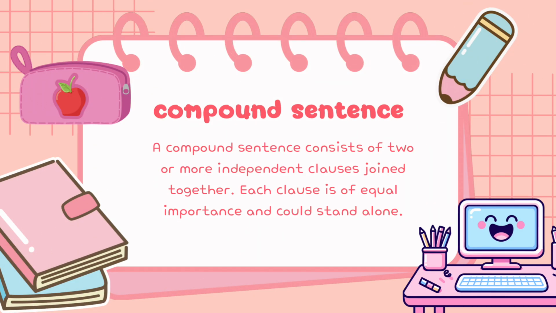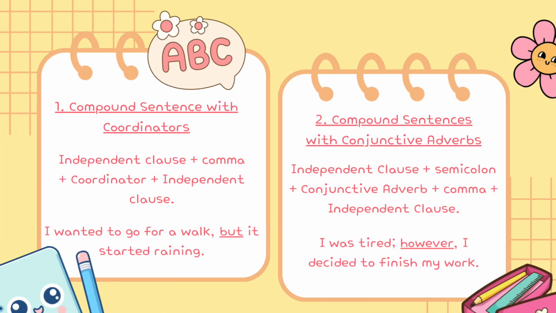Next is compound sentence. A compound sentence consists of 2 or more independent clauses joined together. Each clause is of equal importance and could stand alone. There are 3 types of compound sentence. First is compound sentence with coordinators. A compound sentence can be formed using a coordinator. The structure is independent clause plus comma plus coordinator plus independent clause.